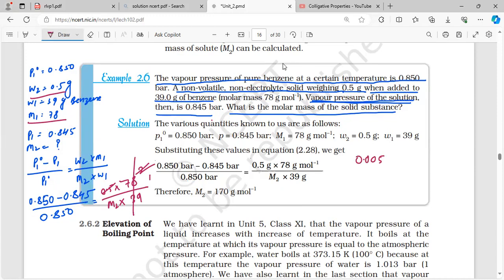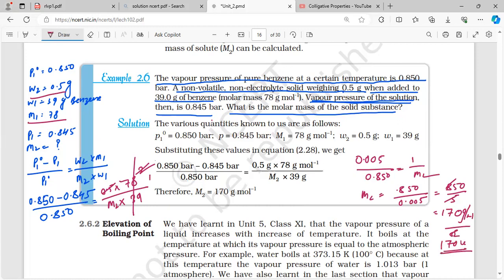0.005 divided by 0.850 is equal to 1 by M2. So M2 is equal to 0.850 upon 0.005, which means 850 upon 5. So what is going to happen? 5 1s are 5, 5 7s are 35, 170 gram per mole. Or you can write 170 u.